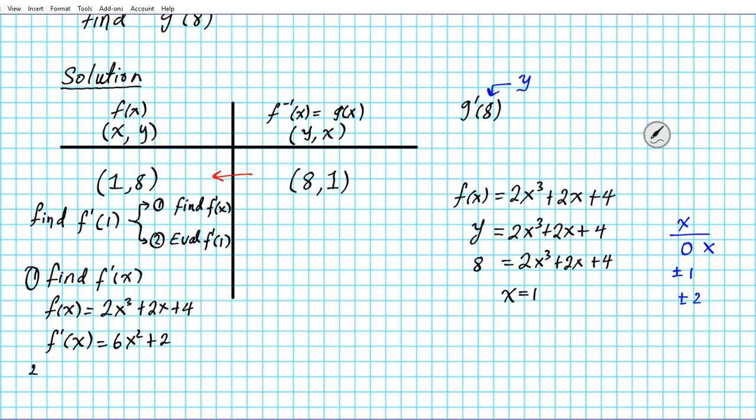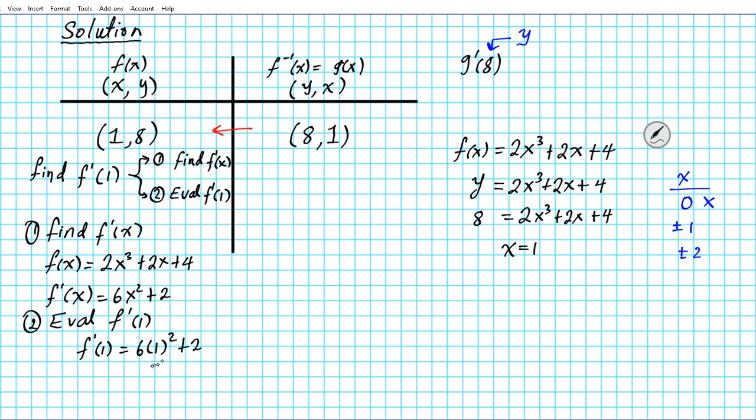Now the second part, the evaluation step. We're going to evaluate the derivative at 1. Okay? So f prime of 1 is going to be 6 times 1 squared plus 2. And what is that going to be? It's just 6 plus 2, which is equal to 8. Okay? So that's f prime, the derivative of the function at x equals 1.